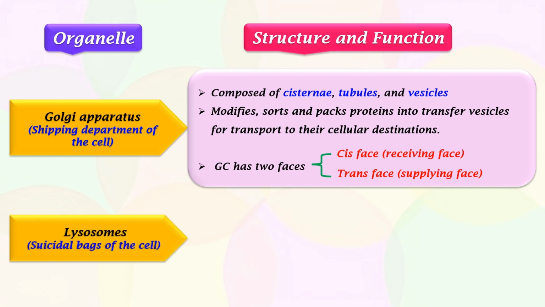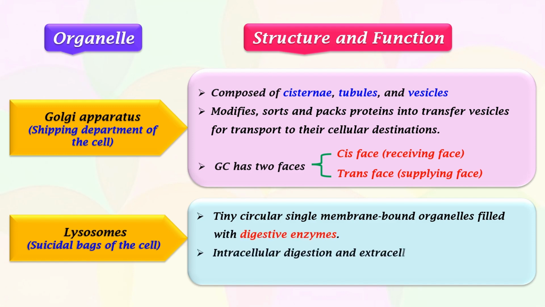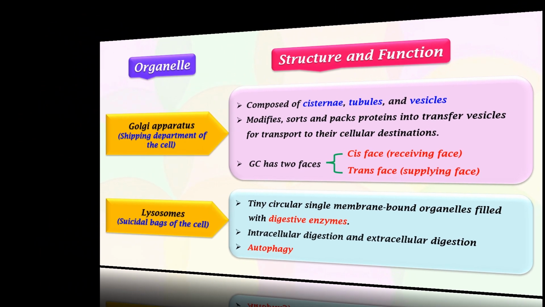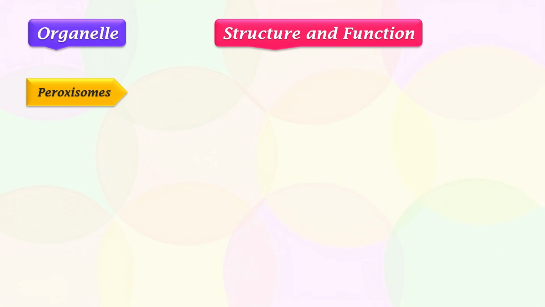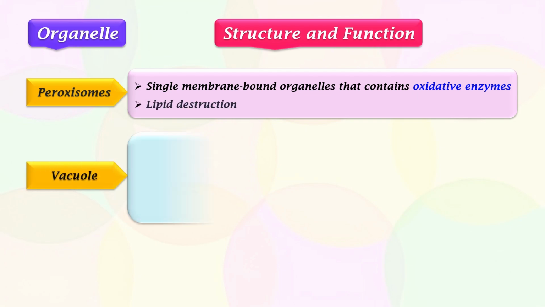Lysosomes, which are commonly known as the suicidal bags of the cell. These are tiny, circular, single membrane-bound organelles filled with digestive enzymes. Aids in intracellular digestion and extracellular digestion, and autophagy. Peroxisomes. These are single membrane-bound organelles that contain oxidative enzymes. Helps in lipid destruction.